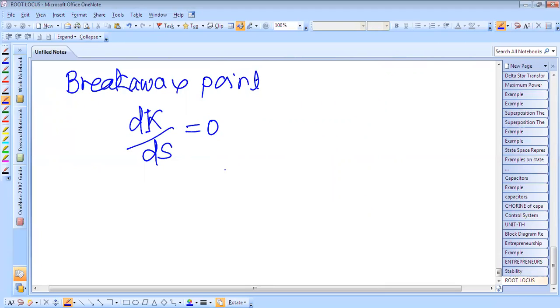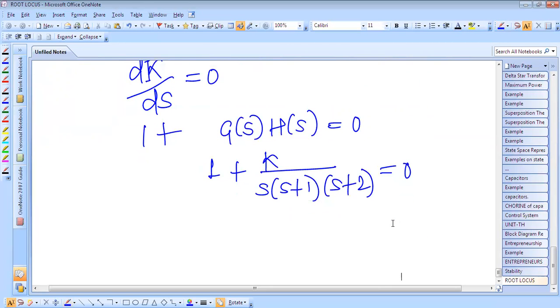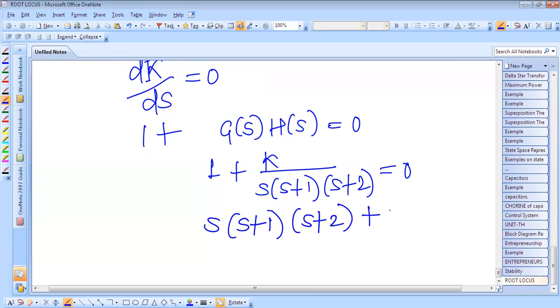So we have the characteristic equation like this: 1 plus g of s h of s is equal to 0. So here h of s is 1, so 1 plus k over s into (s plus 1)(s plus 2) is equal to 0, and therefore s into (s plus 1)(s plus 2) plus k is equal to 0.